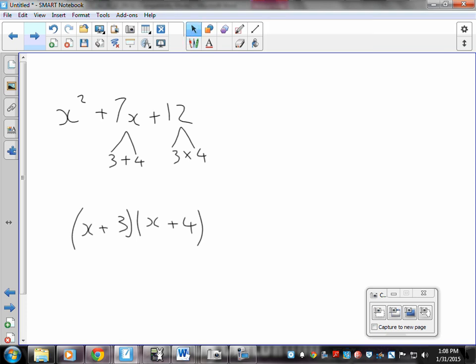Now, if they were more difficult than that, we could use this formula here, which means it's the sum plus or minus the square root of the sum squared minus 4 times the product, and it's all divided by 2. And if I plugged in my sum as 7 and my product as 12, I'd get 3 and 4 as my two solutions.